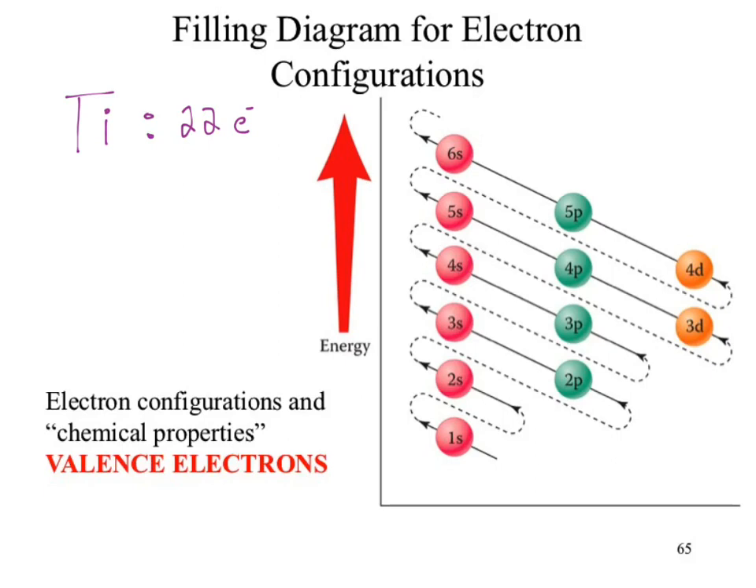We could even memorize the pattern. It starts with 1s, then it moves to 2s, 2p, 3s, 3p, and actually, let's do a different color on that. 4s, 3d, and we could continue on. What goes after that? 4p. I haven't done electrons yet. 4p, etc. So we could write down the full list of all the possible orbitals.